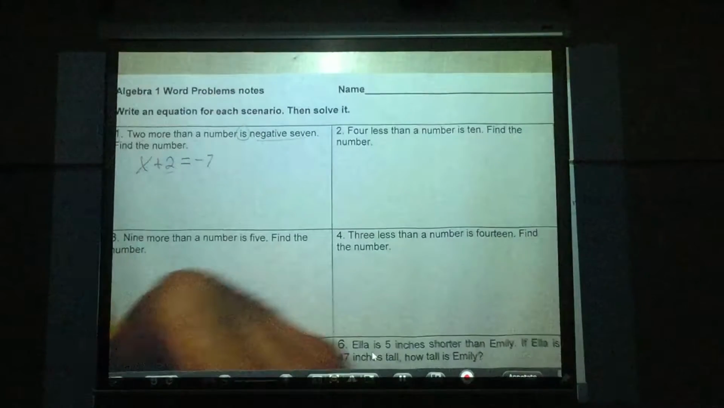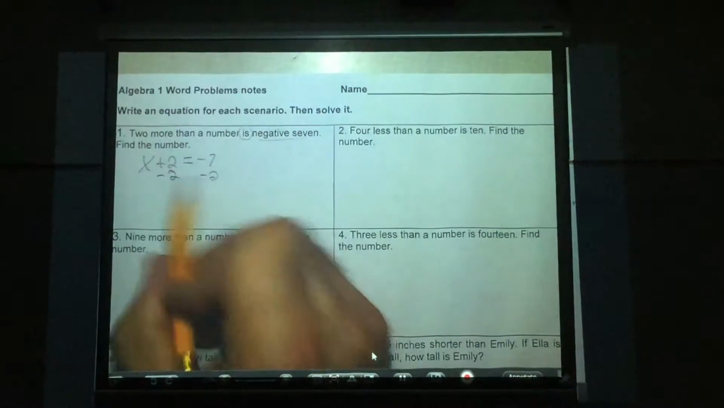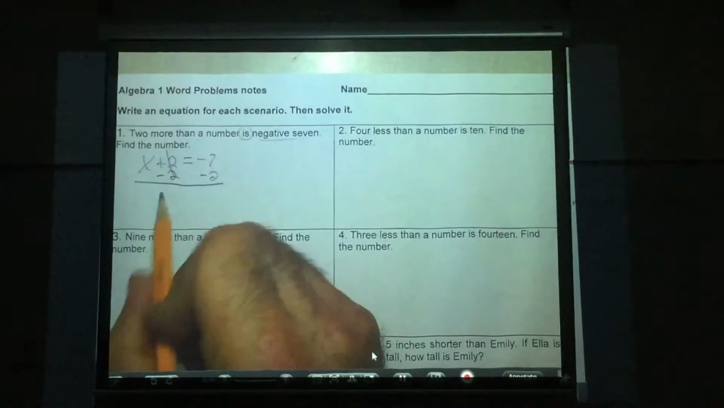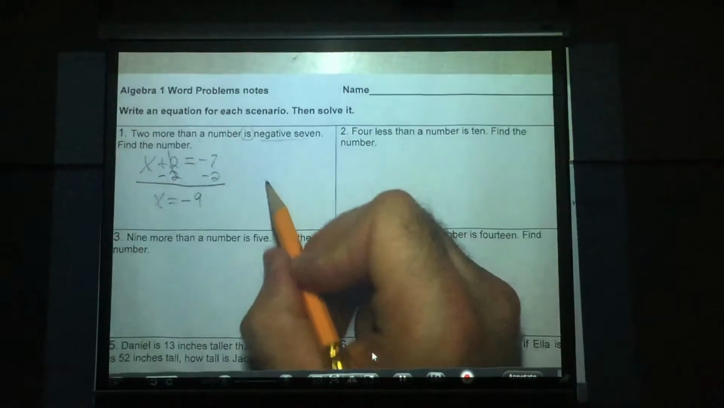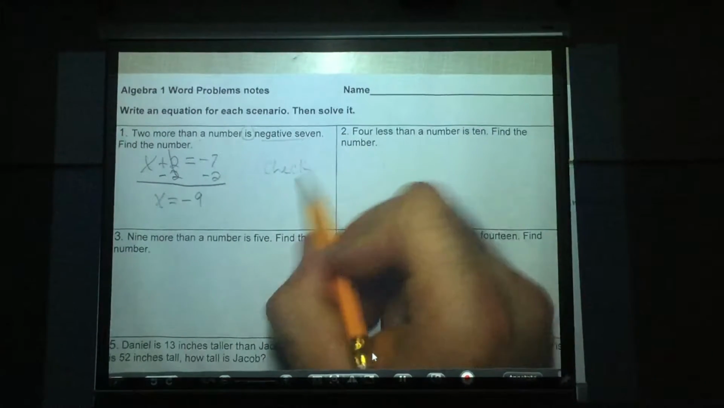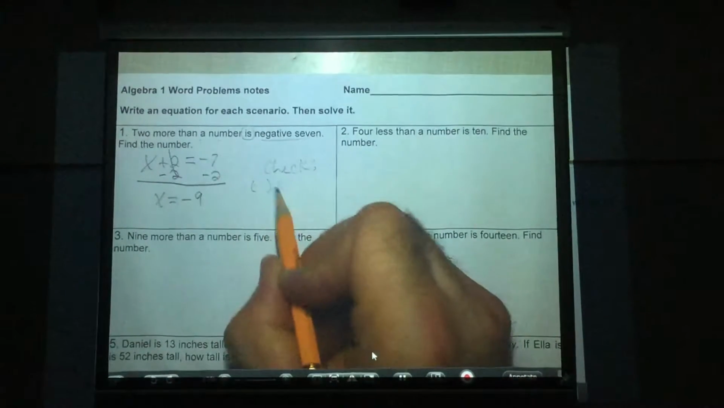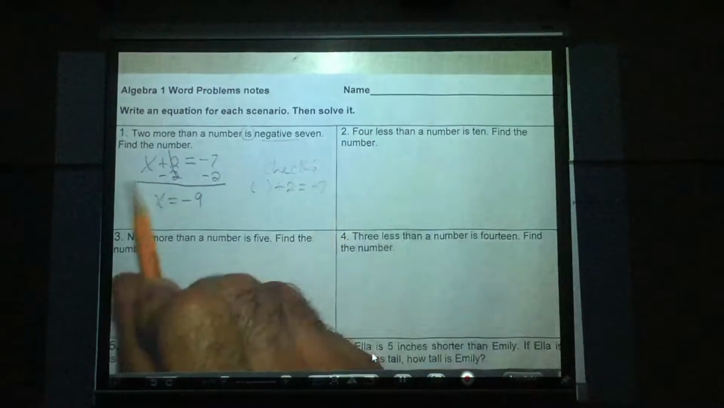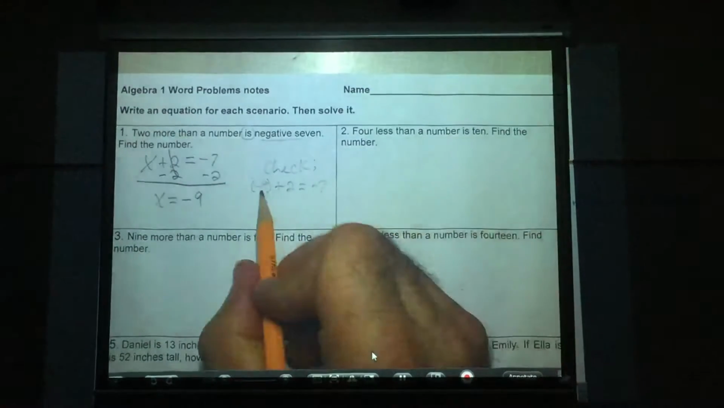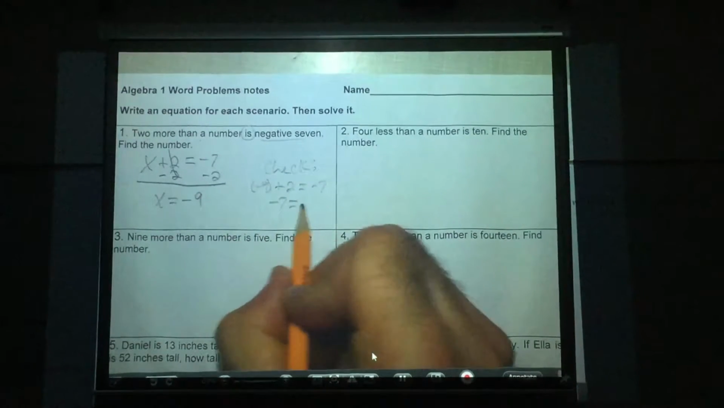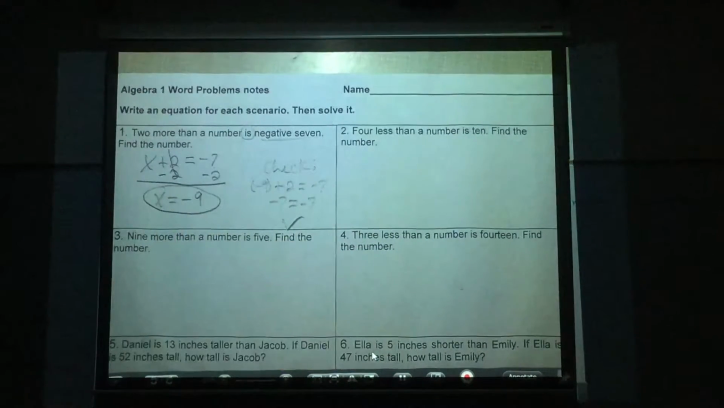Now we're going to go ahead and solve this. The way we solve this is we do the opposite of adding 2. We're going to subtract 2 from both sides. The 2's cancel out. We're left with x equals -9. Now we got to check this. To check this, we're going to write down the original, but instead of x, we're going to put parentheses. So parentheses plus 2 equals -7. Again, x was the parentheses, and then we're going to put the -9 in there. So -9 plus 2 is -7. -7 equals -7. Check, we're good. So the answer is x equals -9.